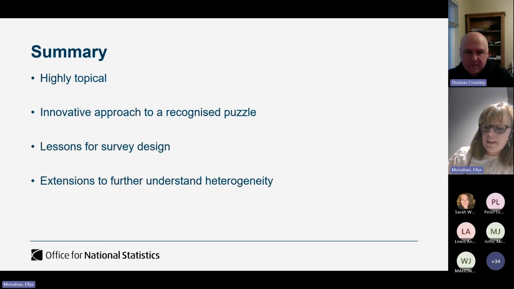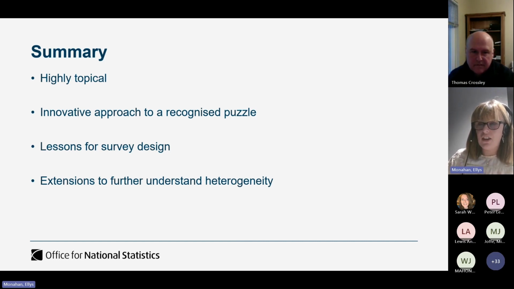So to conclude, the research presents a really innovative approach to a highly topical puzzle within the household finances space, but the lessons for survey design around the definitions used, ordering of questions, and opportunities to use free text questions to capture differences within groups of individuals extends beyond the household finances topic.